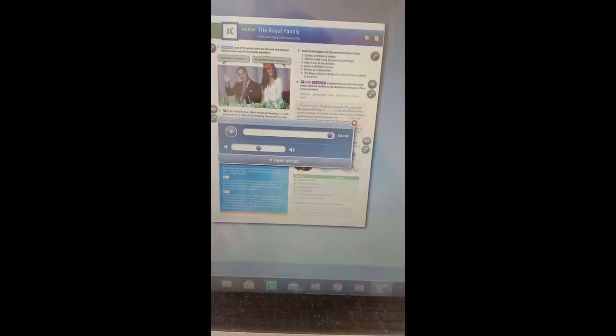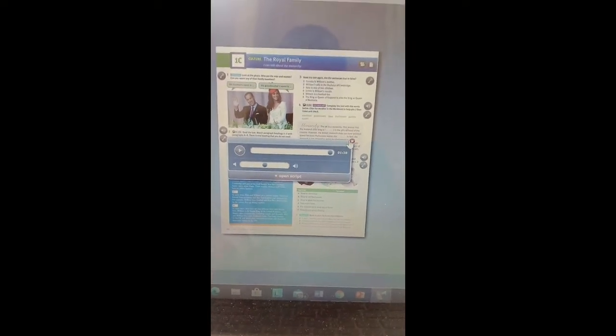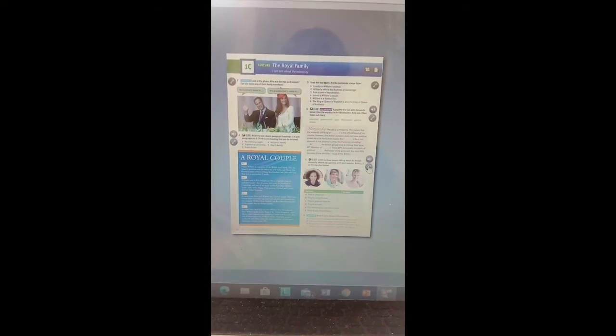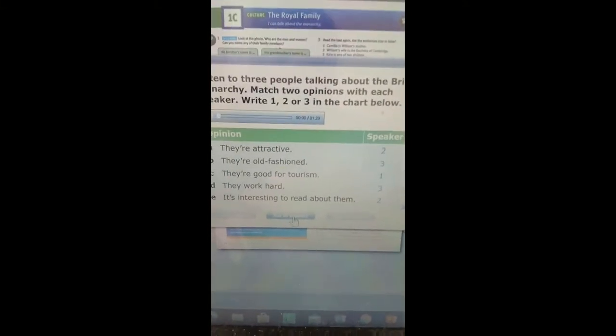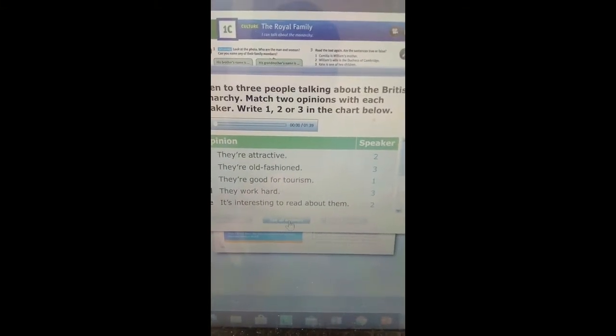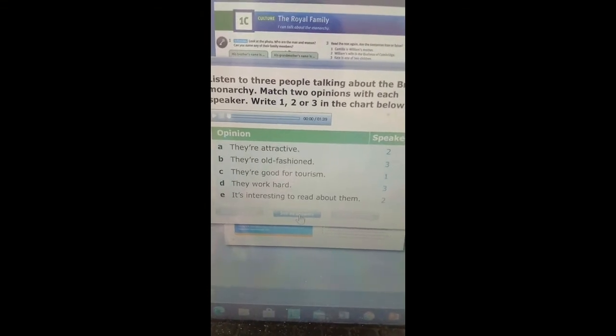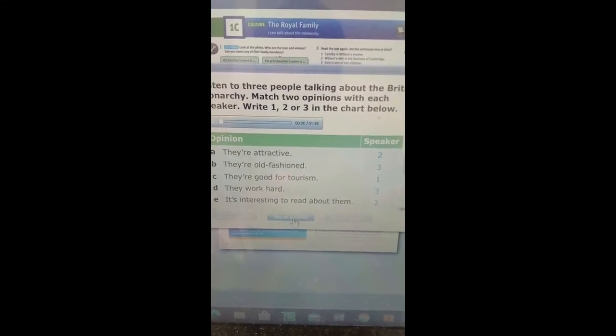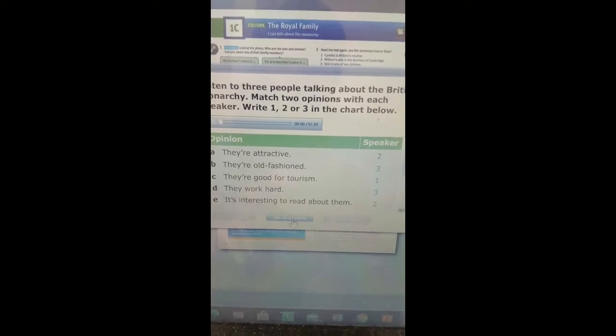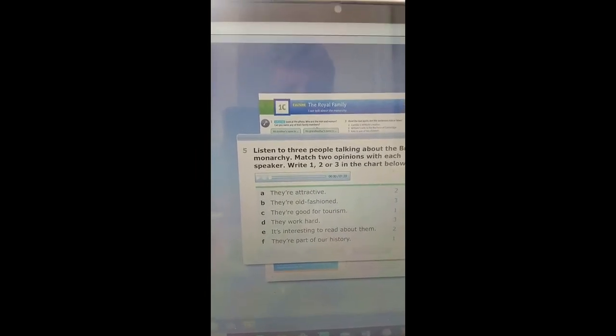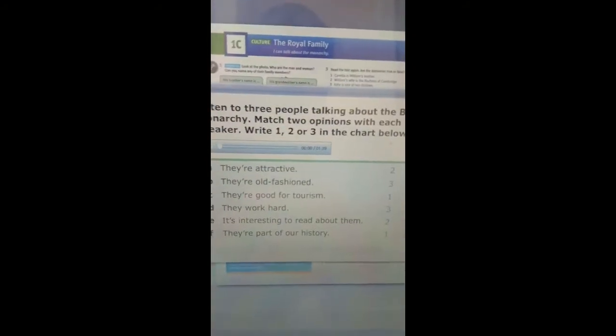Okay, so you can see they have different opinions. Let's see which one belonged to which person. So, let's see. Speaker 2 said they're attractive. Speaker 3 said they're old-fashioned. Speaker 1 said they're good for tourism. Speaker 3 said they work hard. Speaker 2 said it's interesting to read about them. The history, definitely, yeah. And then Speaker 1 said they're a part of our history.